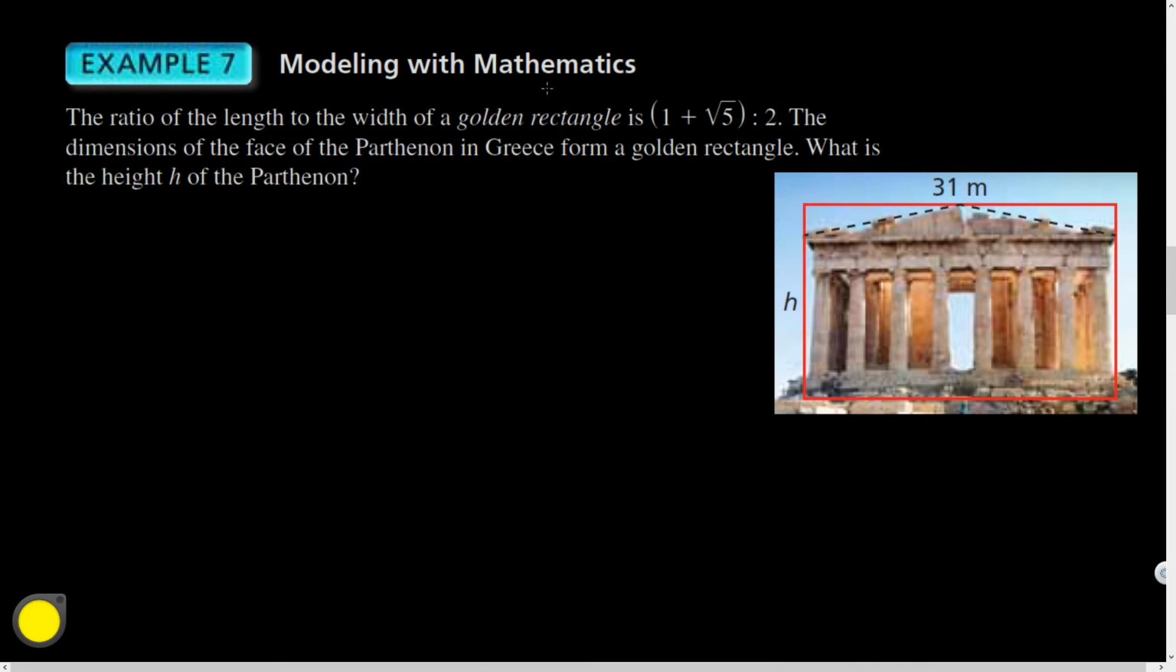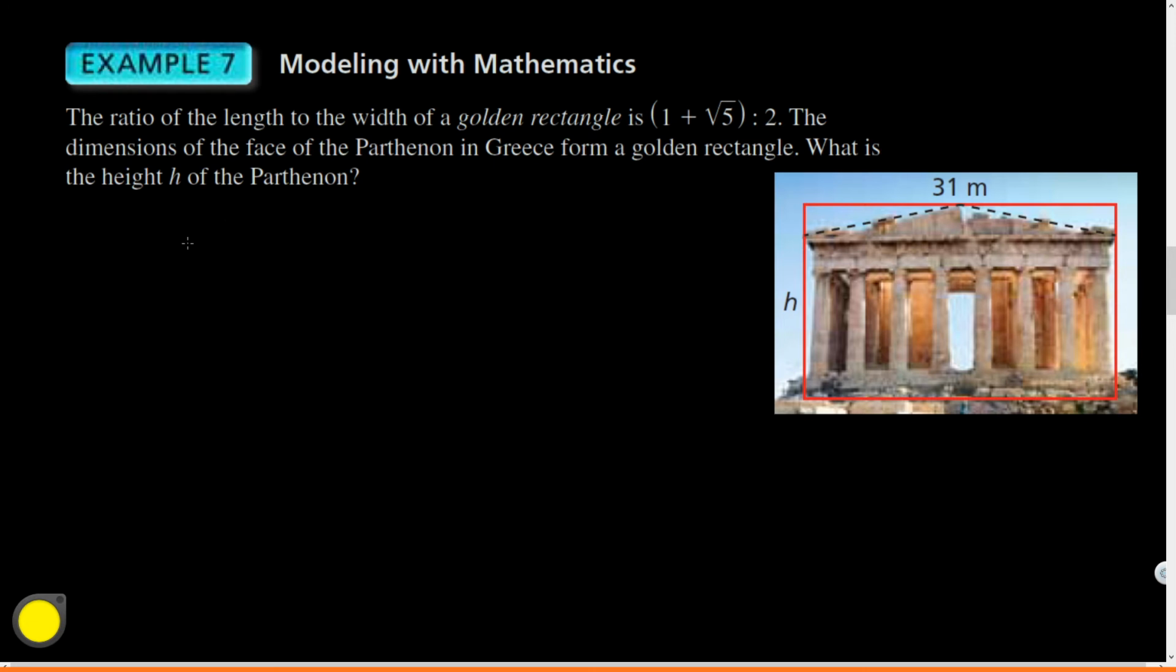Now here's this concept called a golden rectangle related to the golden ratio. Supposedly it's related to all sorts of beauty and aesthetics and nature, and it's a number. And so it says here are the dimensions if I have that ratio. It says the ratio of the length to width of a golden rectangle is such and such. The dimensions of the facade of the Parthenon in Greece forms a golden rectangle. What is the height of the Parthenon?